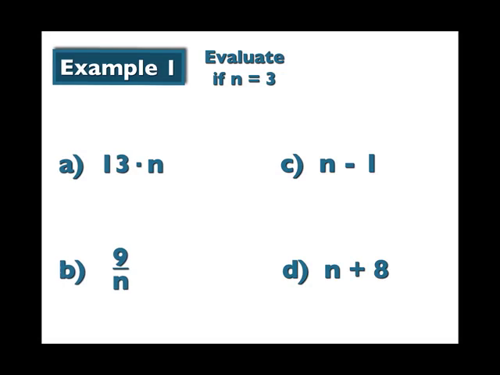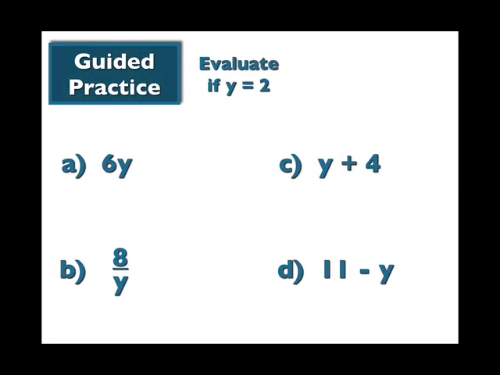Here's a few more. Again, do these mentally in your head. There's no reason to write them down. Okay, the 6 next to the y means multiply. So we're multiplying 6 times 2, which is 12. Down below we have 8 divided by 2, which would be 4. And C and D are both pretty easy. 2 plus 4 is 6, and 11 minus 2 would be 9. That's evaluating.